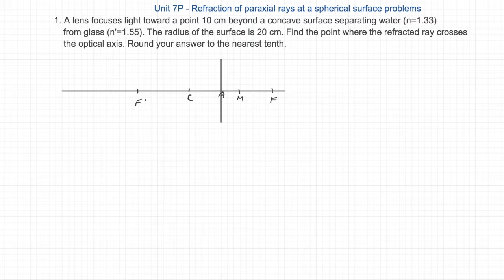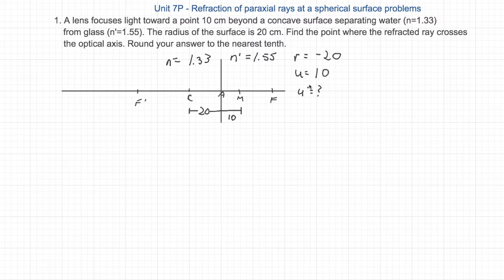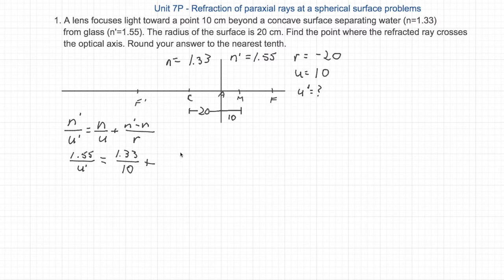So we have a virtual object on the right side of the surface created by this lens. We have n equals 1.33 and n prime equals 1.55. We're given that the radius is 20, therefore R is equal to negative 20, AC right to left. We're given the object is 10 centimeters from the vertex. It's a positive number. U equals AM, positive 10, and we're looking for U prime. So we're going to plug into the formula that we learned in Unit 7. N prime over U prime equals N over U plus N prime minus N over R. We'll plug in what we know.